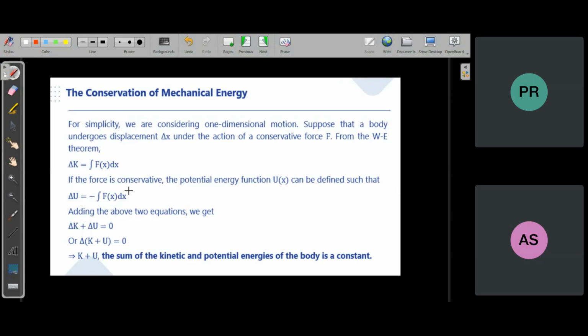So if on a body or on a system there are only internal conservative forces doing work, then and only then its mechanical energy remains conserved. Mechanical energy remains conserved means the sum of kinetic and potential will remain conserved. Kinetic and potential may change, but their sum will always remain constant. The more important thing is that it remains constant when only internal conservative forces do work on the system.